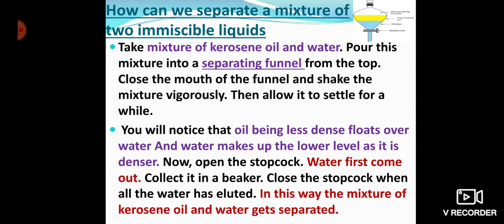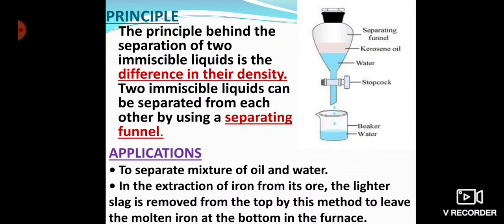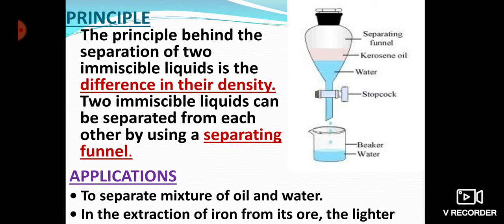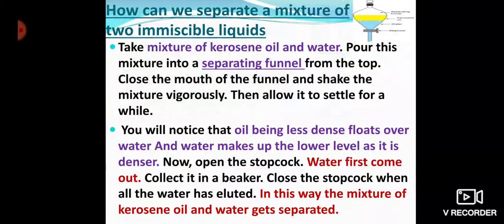Pour the mixture of kerosene oil and water in a separating funnel. Here we have shown the picture of how the experiment is conducted. The separating funnel is allowed to stand for some time with the kerosene oil and water. After some time, they form two separate layers. Kerosene oil, being lighter, forms the upper layer, and water, being heavier, forms the lower layer. The boundary of the separation of the two liquids is clearly visible here.